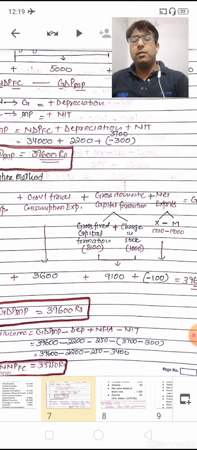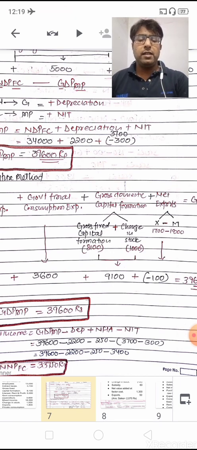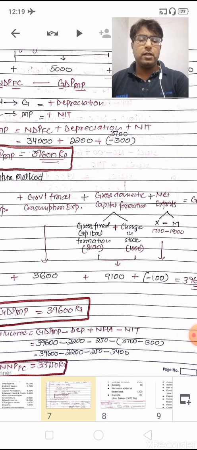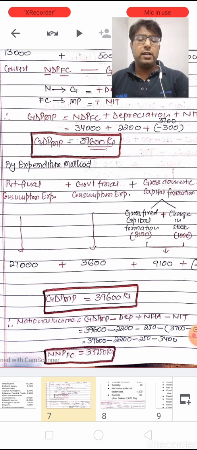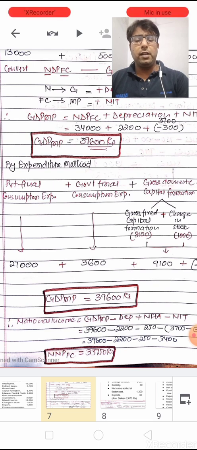Therefore national income, that is NNP-FC, is equal to GDP-MP minus depreciation plus NFIA minus NIT. Therefore 39,600 minus 2,200, this is the value of depreciation, whereas the value of NFIA is minus 250, and minus 3,400 is the value of net indirect tax. So when we subtract all these values, we get the value of NNP-FC, which is 33,750. Now question number 4, children.